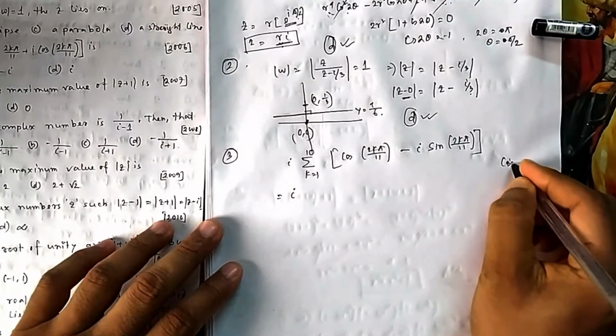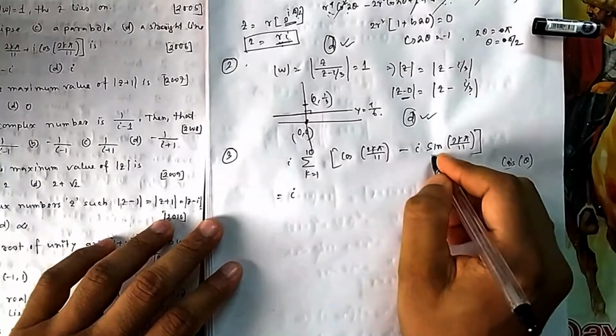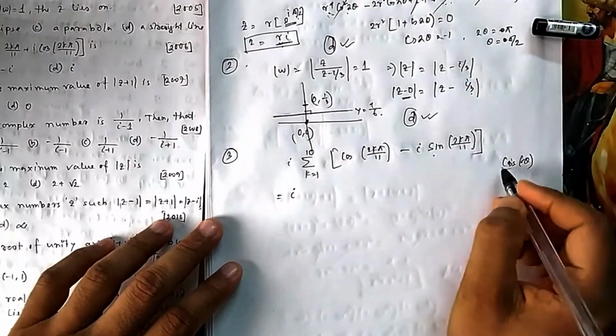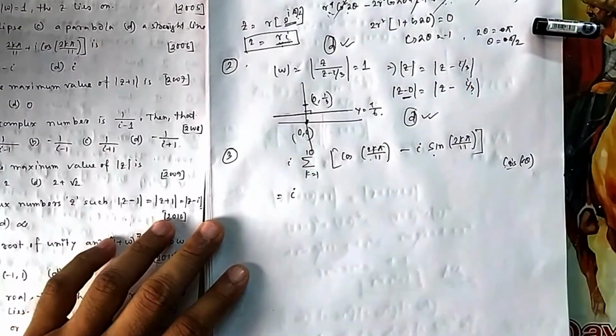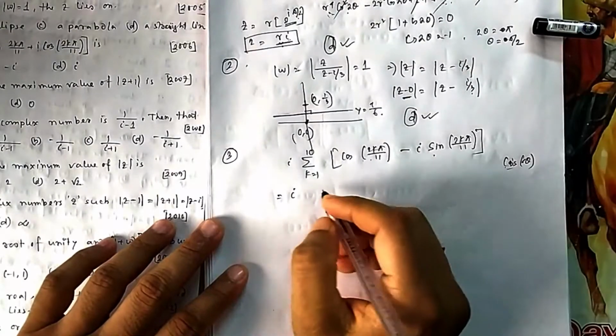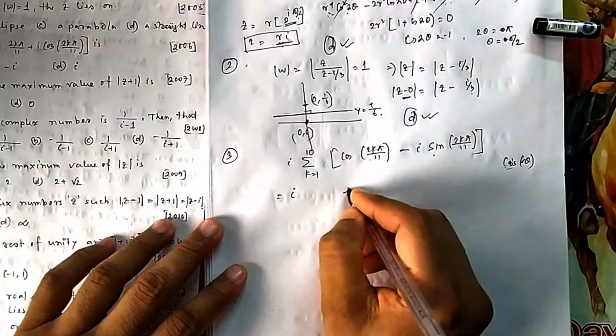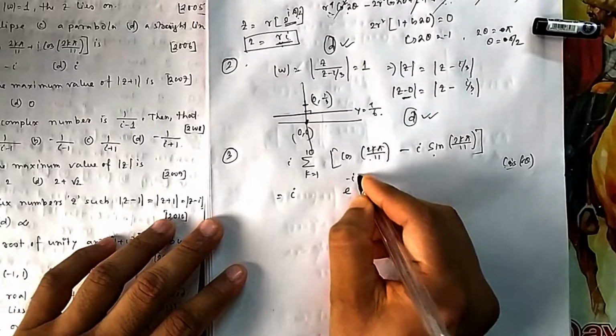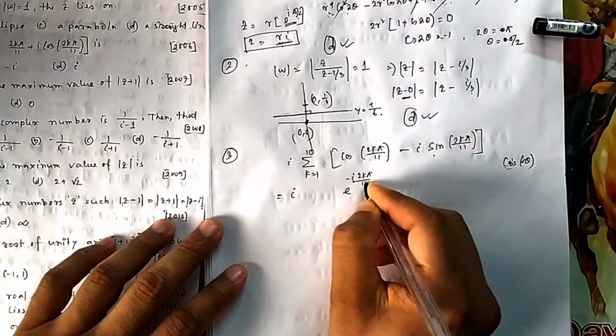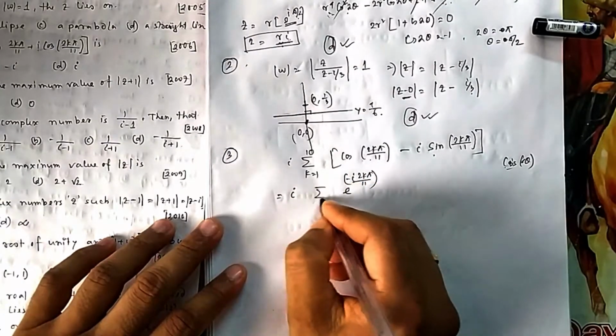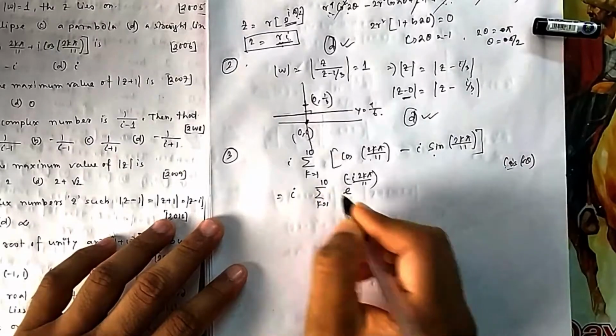What is cis minus theta? Cis minus theta is cos theta minus i sin theta, because if you put minus, cos minus will be positive always, sine minus will come out. So it is cis minus theta. So it is nothing but, you can think of it as e to the power i minus 2k pi by 11, the summation of this one from k equal to 1 to 10.